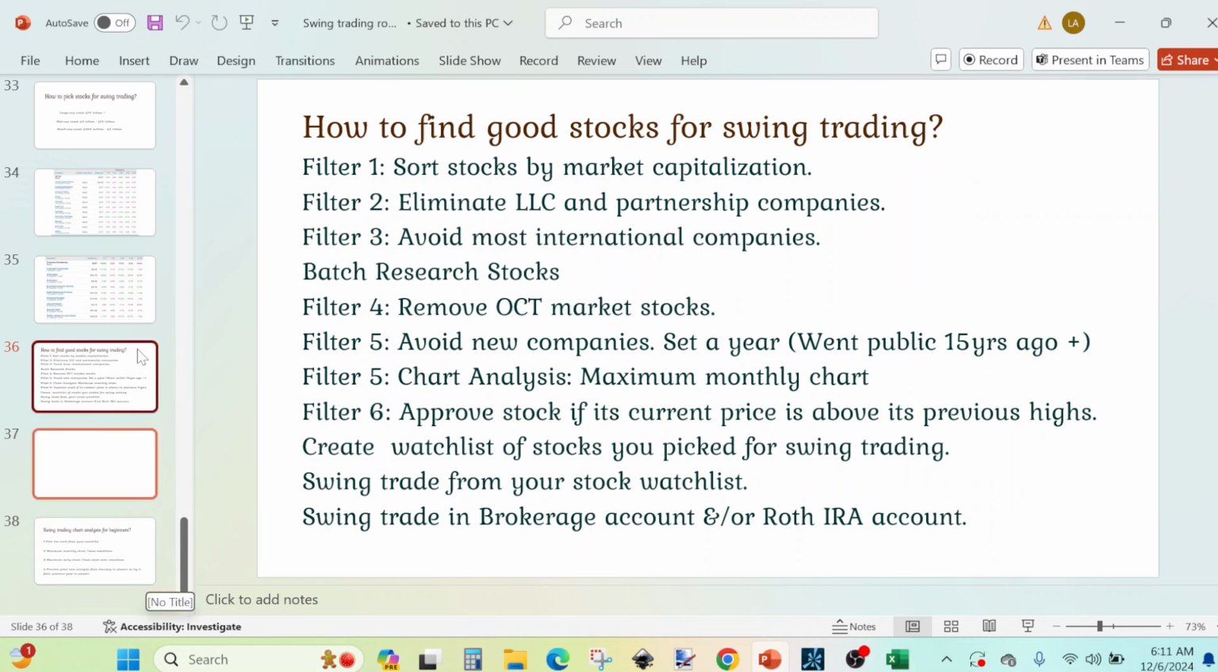There are two videos, but I'd like to show you the filters. You can put the stocks that you come across or have heard of through those filters to see if that's a good one to add to your stock watch list.